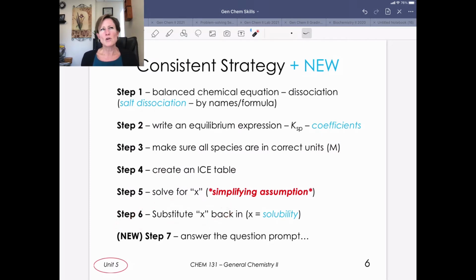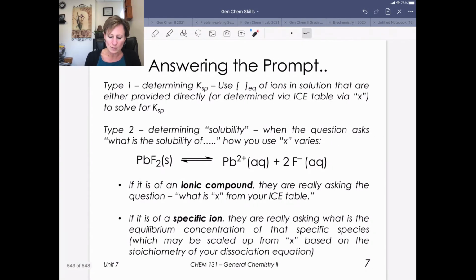Substituting back in. Well, a lot of what we've had in Unit 6 and the beginning part of Unit 7 is our ICE tables, and solving for X was giving us something related to pH. Now our X is going to be giving us information about solubility. So making sure we answer the question in the prompt that was relevant when we were talking about pH, and was X equal to H plus or OH minus. In this case, we need to make sure we answer the prompt. Okay, so I'm going to address that in just a second here.